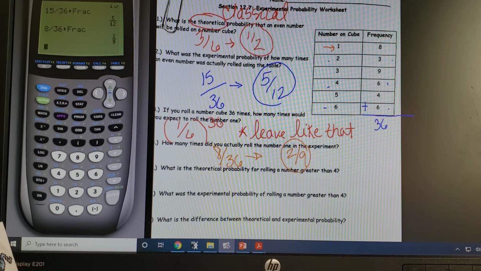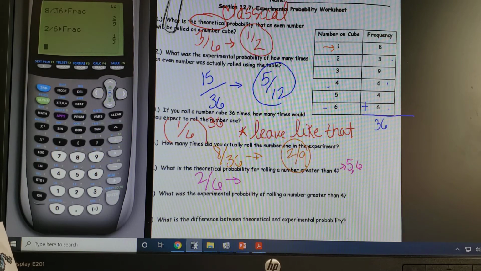Alright, next one. What's the theoretical probability for rolling a number greater than 4? So you are not using the chart for this one, you're using what we've done before. So numbers that are greater than 4 are 5 and 6. So that means 2 out of 6, because you have 6 faces on a die. Plug that into the calculator, see what it reduces to. And you get 1/3.